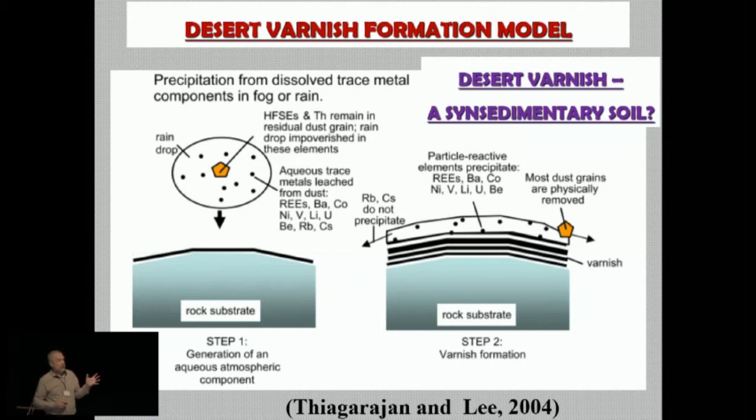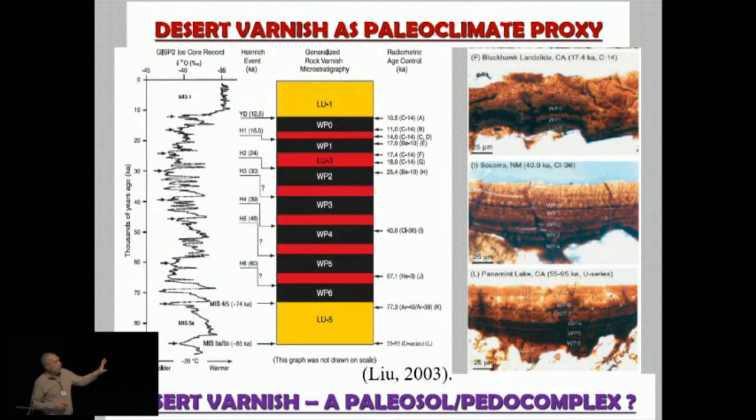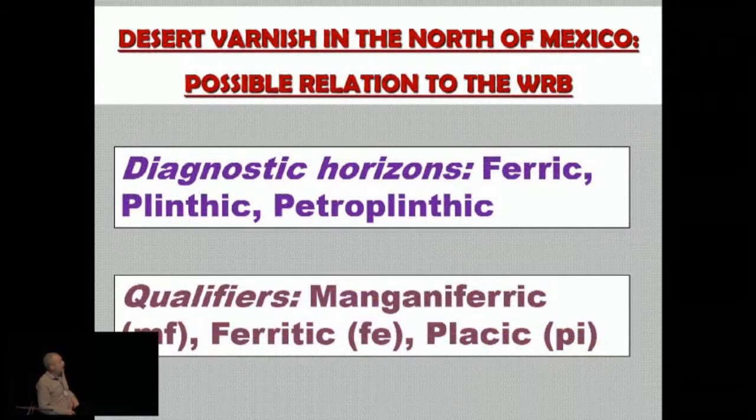So, if we decide that this is a soil, we must say that it is a sedimentary soil, not a normal soil formed from parent material below. It also has certain paleoecological significance. There are very interesting studies about this, so we could put forward the question if desert varnish is a paleosoil or a paleoecological object. And finally, relation to the classification.